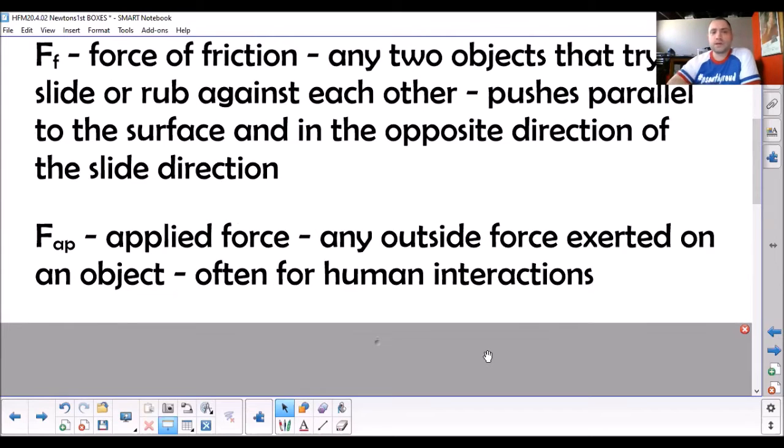All right, next one is what we kind of call applied force. And applied force is kind of like a catch-all. It's basically for any outside external force on an object. Often it's used for when there's human interaction. So if a human is pushing on a block or pulling on a rope, we call that the applied force.